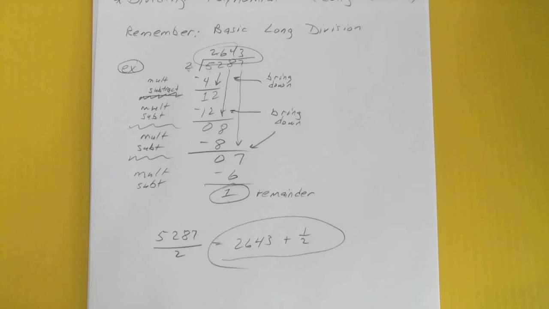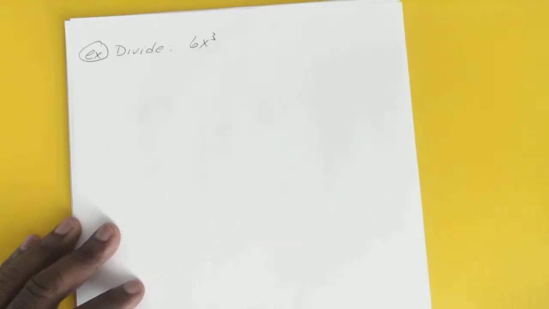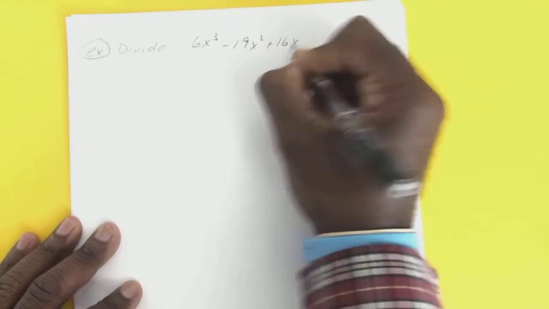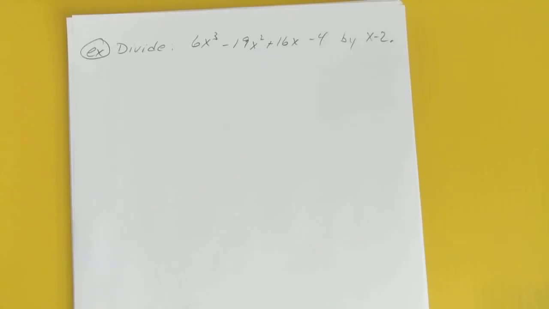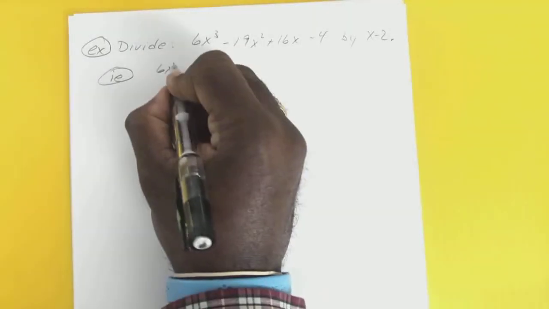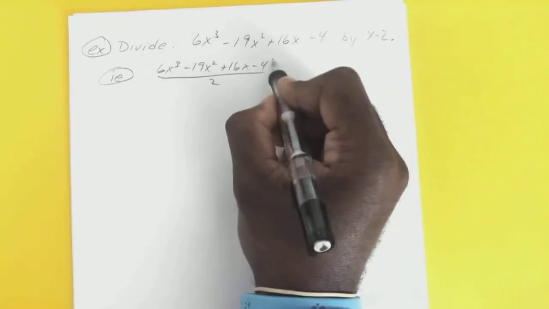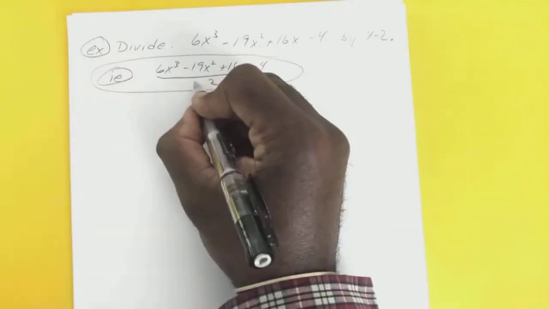All right, so for our first example, what if we divide, say, 6x to the third minus 19x squared plus 16x minus 4 by x minus 2? Which is just another way of saying 6x to the third minus 19x squared plus 16x minus 4 over x minus 2. So you could see it written either way. Just means the same thing. Oh, x minus 2. Sorry about that.